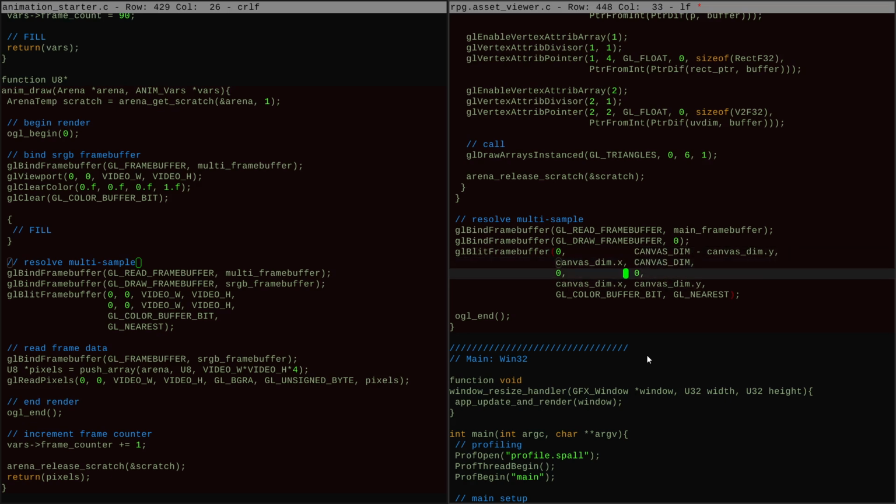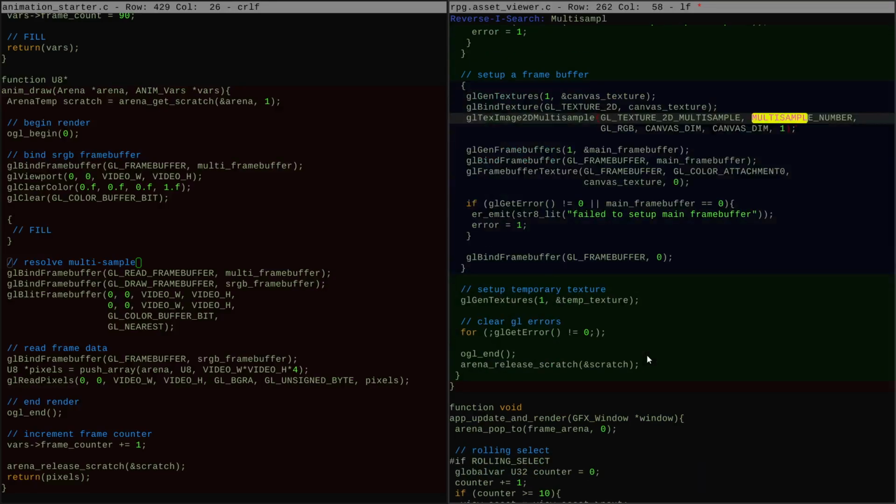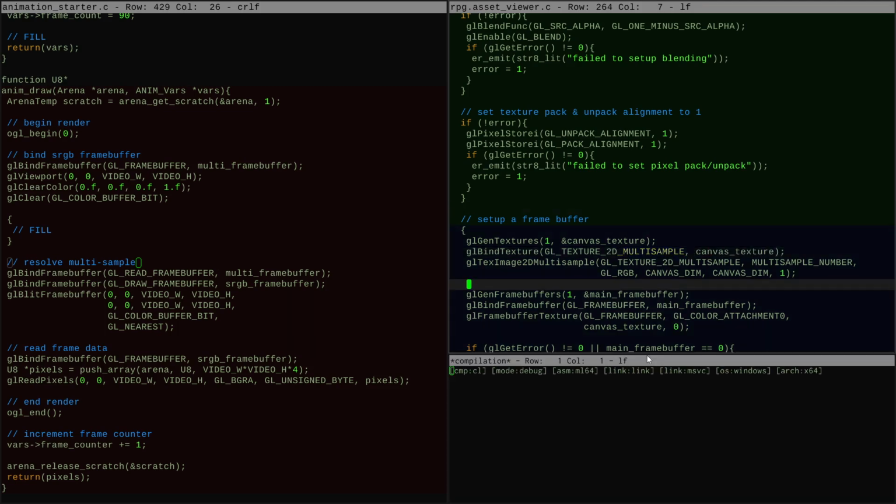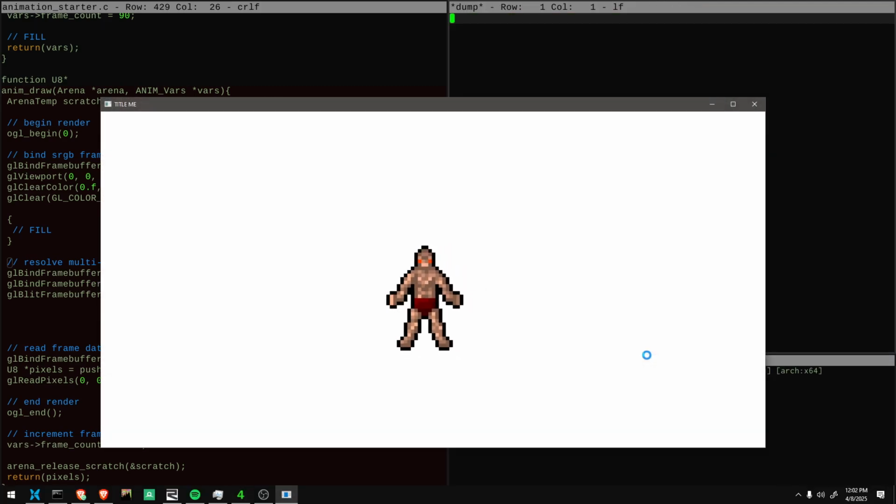I'm hesitant to change this just because it's not working, because it was working right up until the change. Oh, you see the issue? It's this. This is a multi-sample texture. Okay, I don't know if you can tell, but that does seem to have fixed the problem.